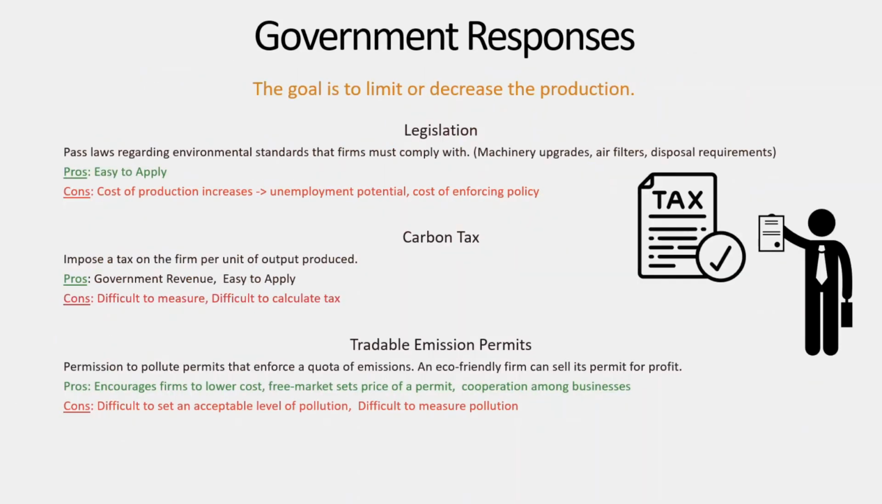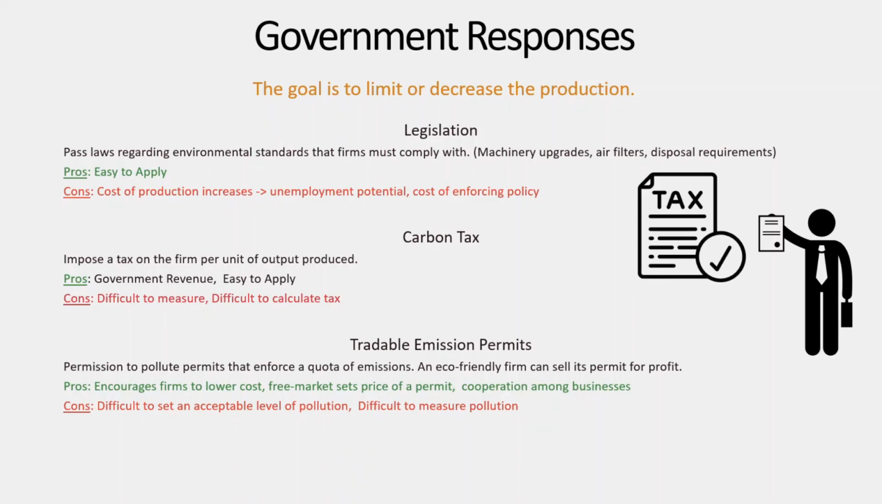Some of the responses governments can do for this is they can do laws and regulations. It could lead to cost of production increasing, unemployment. It could be expensive to enforce. They can impose a tax on this, but taxes could be difficult to measure and difficult to calculate.